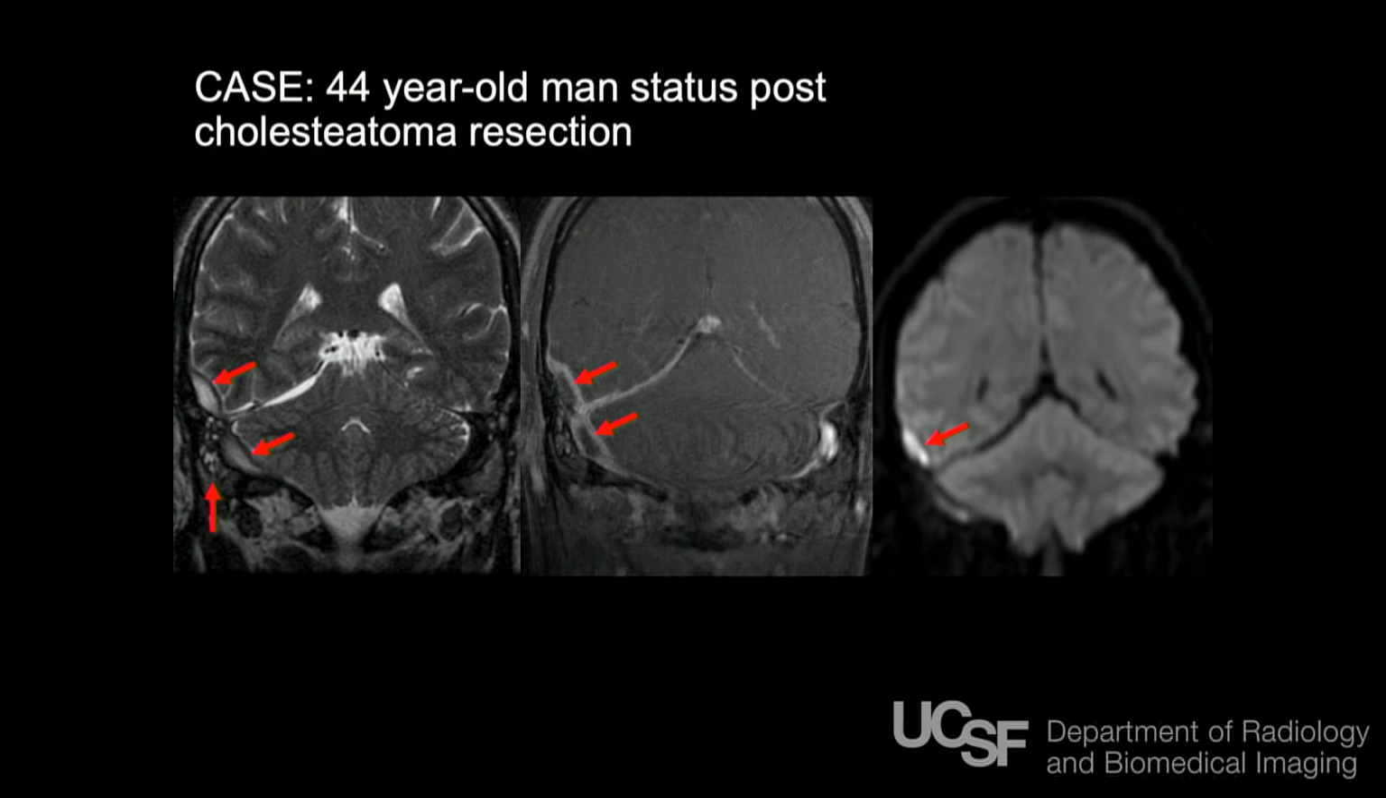So as Yi was alluding to, these are really dangerous and important to pick up, and an excellent reason to employ diffusion weighted imaging. So this is a patient that we had, a 44-year-old man, status post cholesteatoma resection, who has this extraaxial collection here that's in the epidural space. One of the suspicious features of infection or abscesses is this dark rim on T2. This is a rim-enhancing lesion.